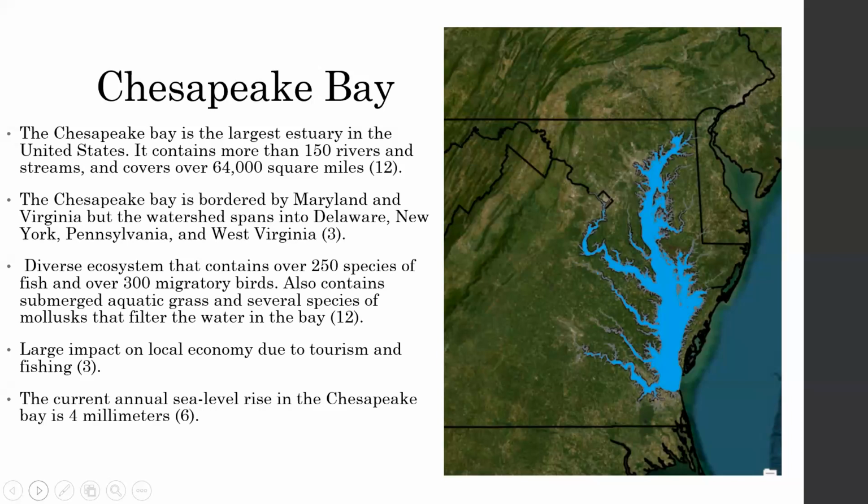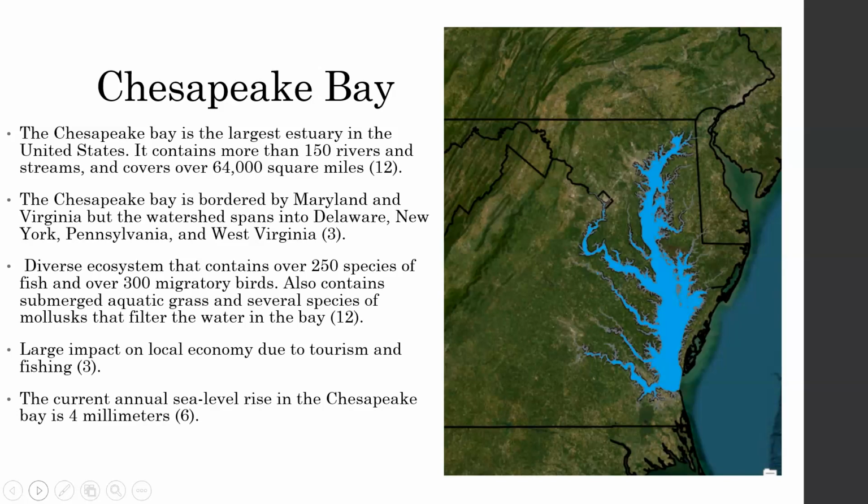The Chesapeake Bay is the largest estuary in the United States. It is made up of over 150 rivers and streams, and it covers over 64,000 miles. Even though it only borders Maryland and Virginia, the watersheds span way into Delaware, New York, Pennsylvania, and West Virginia. The bay alone is home to over 250 different species of fish, 300 migratory birds at any time of the year. It also contains a variety of aquatic grasses and several species of mollusks that help filter the water in the bay that a lot of people actually use as their drinking water nearby.